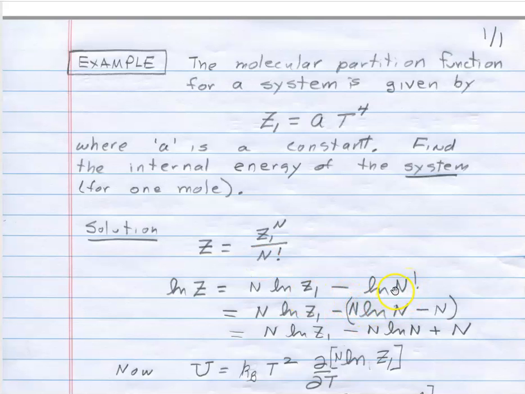I can use, don't really have to in this case, but I can use the Stirling approximation to approximate this n factorial. Remember, n is on the order of Avogadro's number. In fact, in this case we're looking at 1 mole, so it is Avogadro's number of particles. The Stirling approximation is very good for that large number, and so we can approximate the natural log of n factorial with n natural log n minus n, which gives us that the natural log of z is n natural log z1 minus n natural log n plus n.